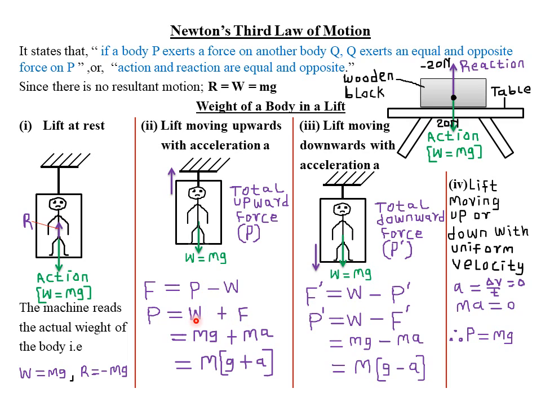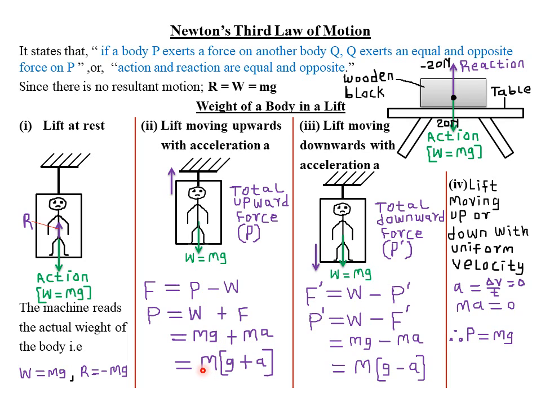But we know that the weight of the person is equal to the mass of the person times gravity. Therefore, weight is equal to mg. Then the resultant upward force, remember from Newton's second law of motion, we did show that the resultant external force is given by the mass of the body times the acceleration. So from Newton's second law of motion, force is equal to ma. Therefore, the total upward force shall be given by mg plus ma.